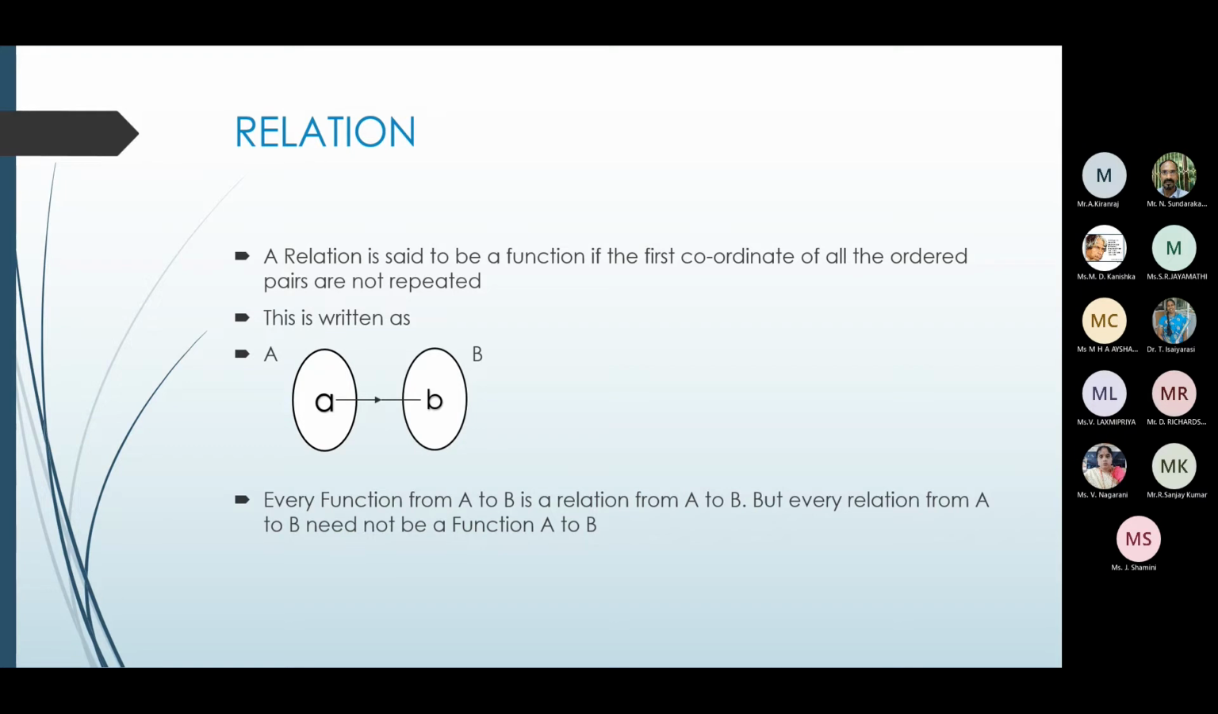A relation is said to be a function if the first coordinates of all the ordered pairs are not repeated. This is written as f: A to B. Every function from A to B is a relation from A to B, but every relation from A to B need not be a function from A to B. Given any two non-empty sets A and B, a relation from A to B is a subset of the Cartesian product A cross B. Now let us see how relations relate to functions.